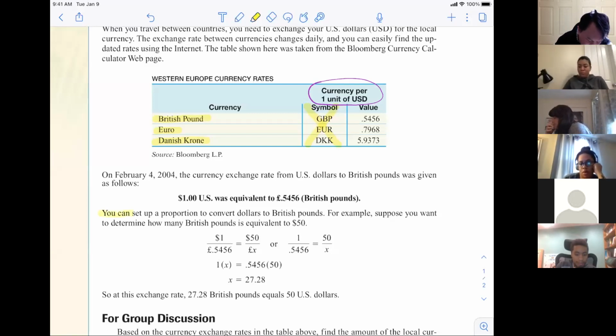You can set up what is called a proportion to convert US dollars into British pounds. Suppose you want to determine how many British pounds is equivalent to 50 US dollars. So say you have 50 US dollars and you want to convert all of the $50 into British pounds. How many British pounds are you going to get in return?